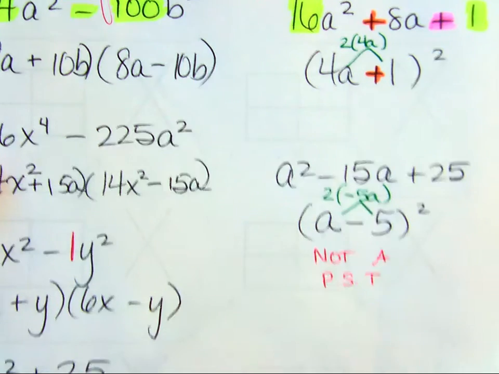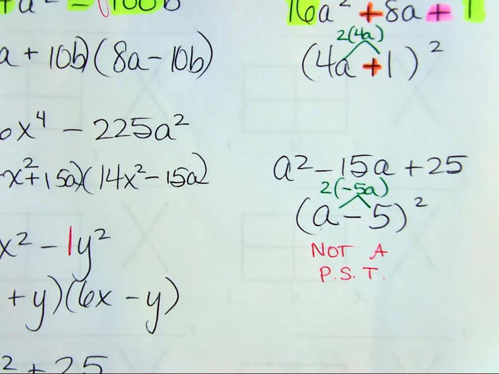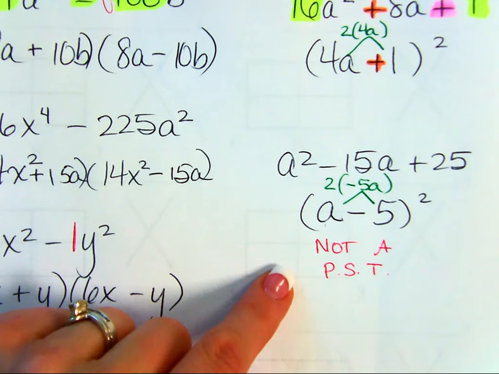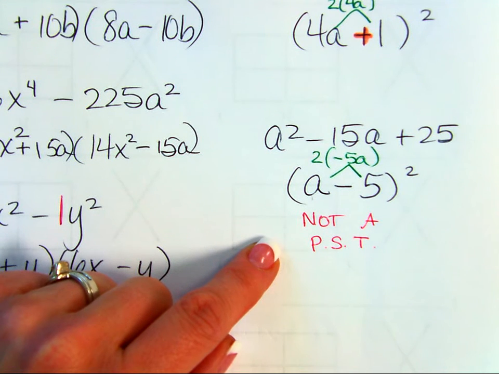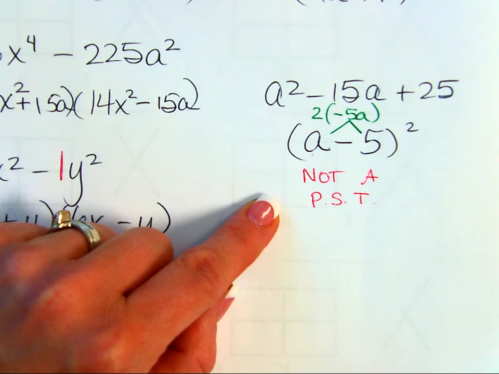So this is not a perfect square trinomial. All right? This is something you will use if we ever end up getting to Unit 8. This is a perfect square trinomial you'll see a lot. So make yourself familiar with it. Okay?